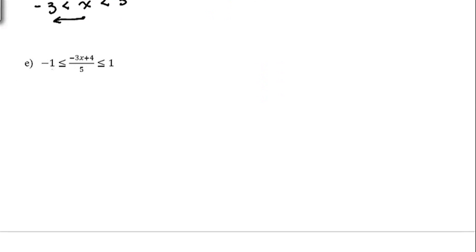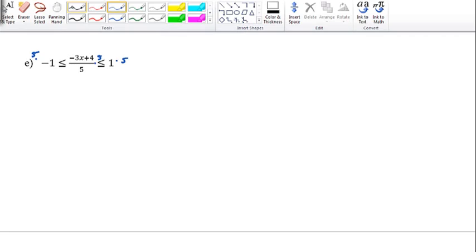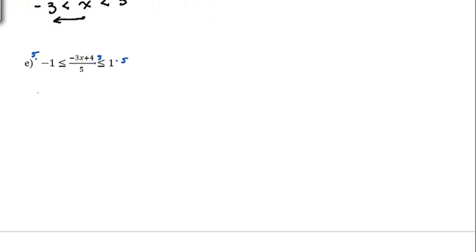On our next one, negative 1 is less than or equal to negative 3x plus 4 over 5, and that's less than or equal to 1. Again, we're trying to solve for x in the middle here, so the first thing that I need to do is get rid of this denominator, so I need to multiply by 5 everywhere. And 5 times negative 1 is negative 5, and that's less than or equal to negative 3x plus 4, and that's less than or equal to 5.